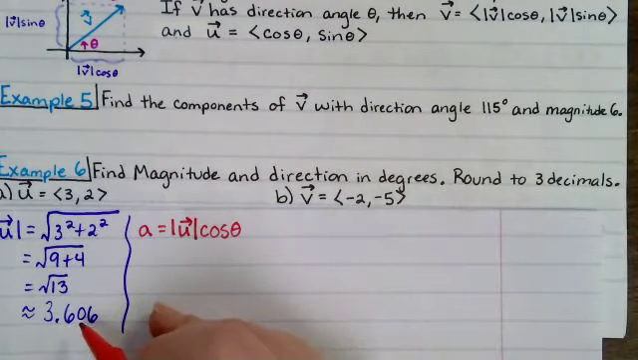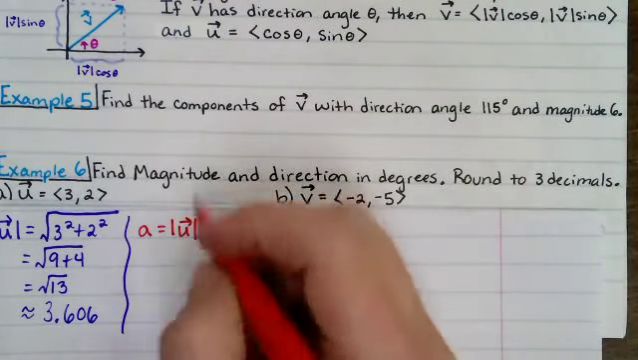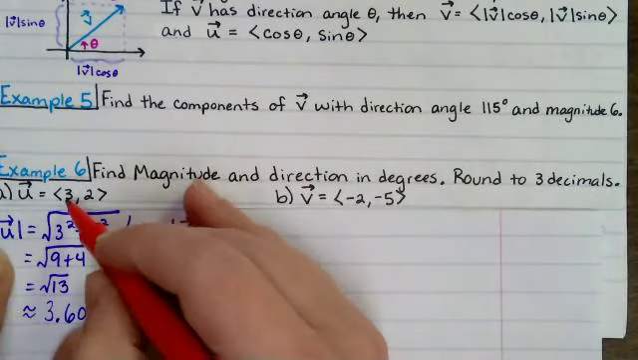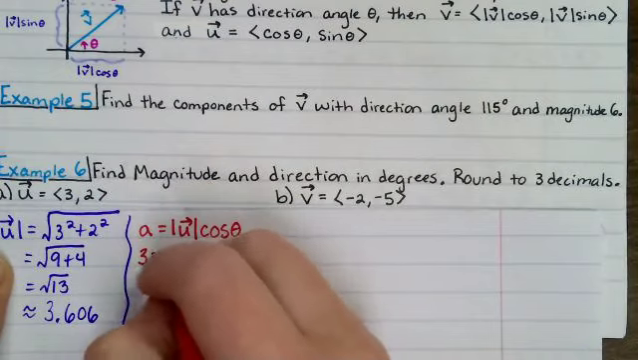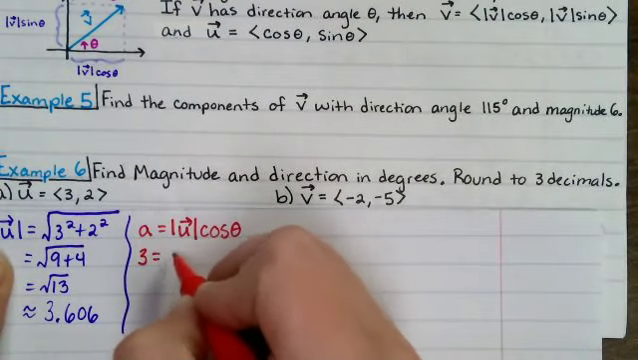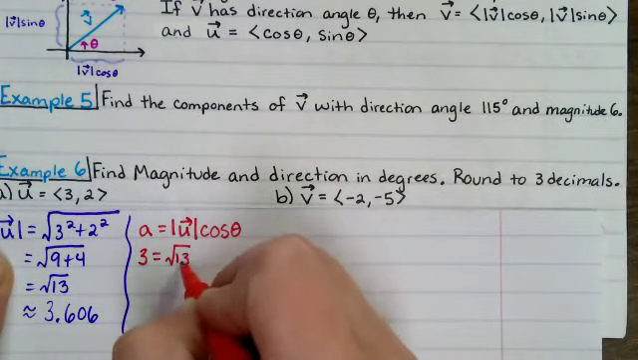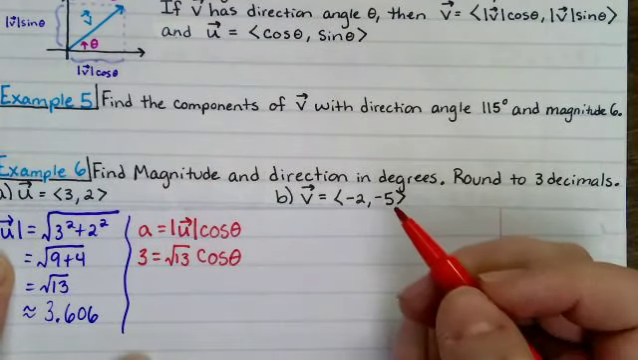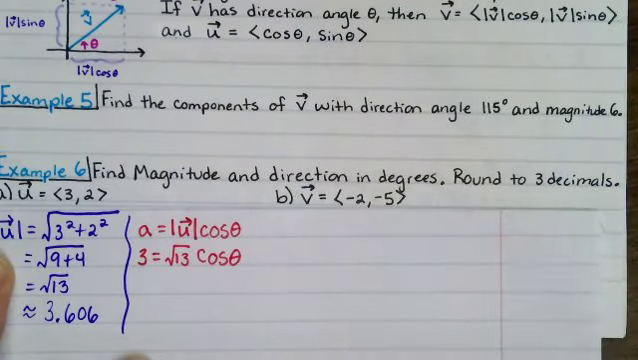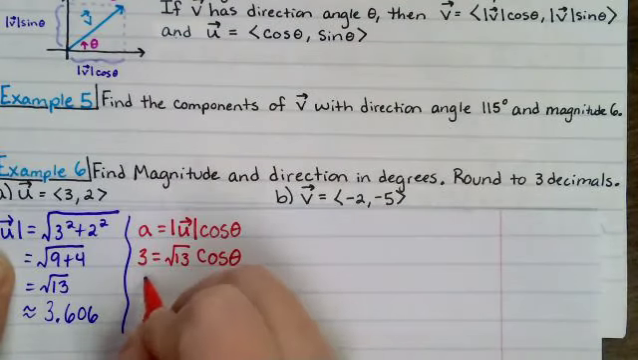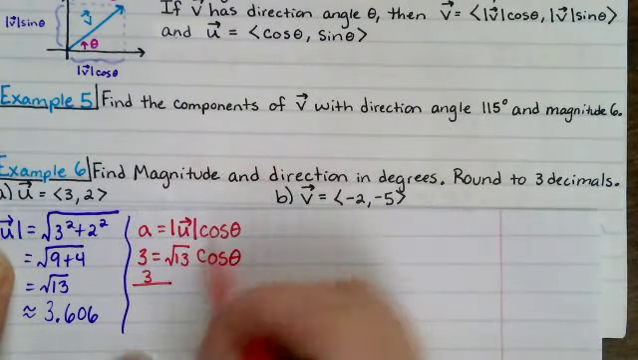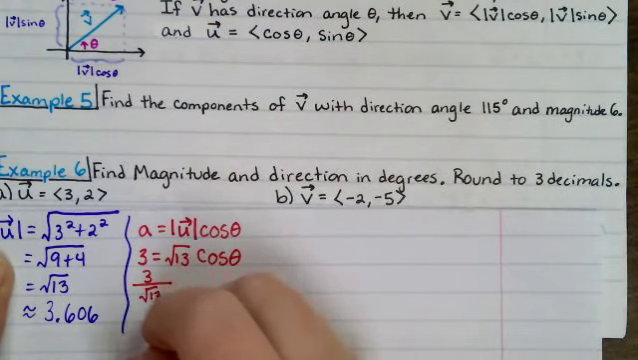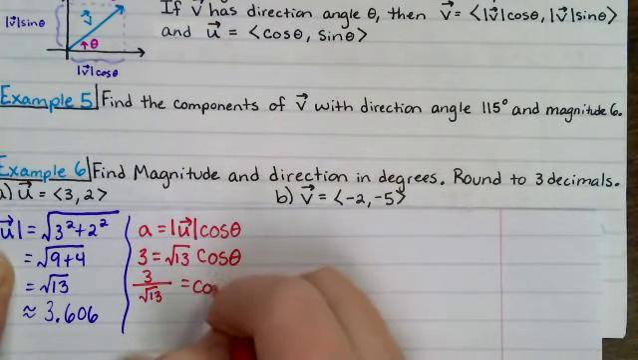So if I already found the magnitude, the square root of 13, I'm going to use that because it's a little bit more specific. And I know what A is. We can plug those in: plug in the 3, plug in the square root of 13, and then solve for theta. I'm going to divide both sides by the square root of 13, so that 3 over the square root of 13 is equal to cosine of theta.